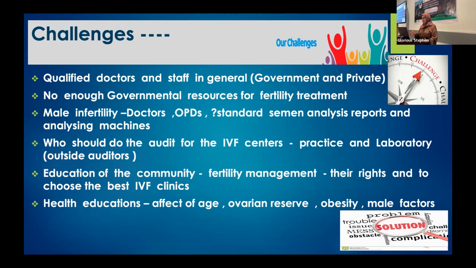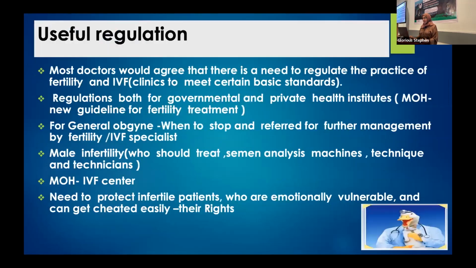The community needs education to know what these IVF centers are, what fertility management means, what their rights are, and how to choose the best IVF centers, and health education for the public, as I said. So yes, we need usable regulations regarding that. And for the general OB-GYN, you need to know when to stop and when to refer these patients for further management to the IVF specialist.